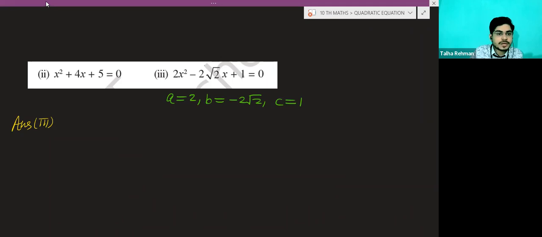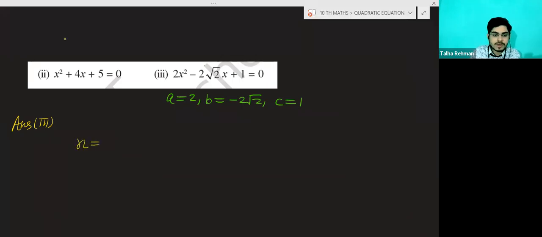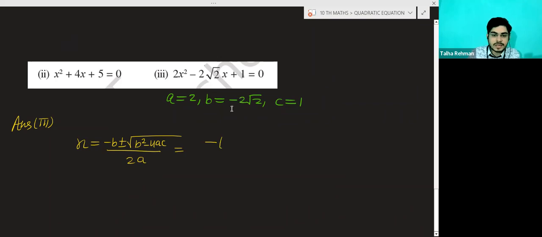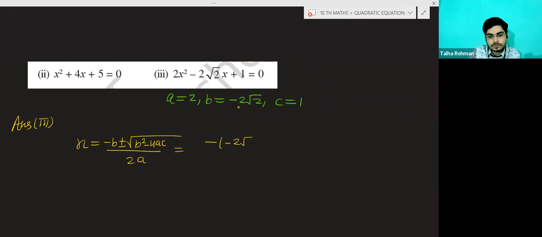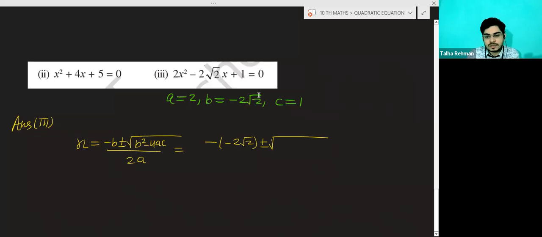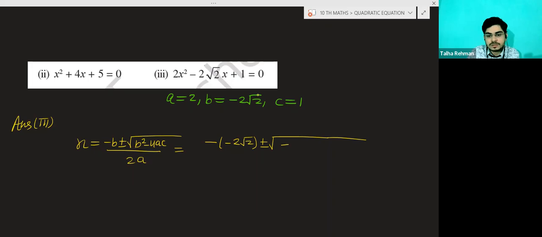So we will apply the quadratic formula. x is equal to minus b plus minus under root of b square minus 4ac divided by 2a. So minus b, we will write it as minus, and the value of b is minus 2 root 2, plus minus root of b square. B square means minus 2 root 2 square, minus 4ac, minus 4, a is 2 and c is 1, divided by 2a, 2 into 2.